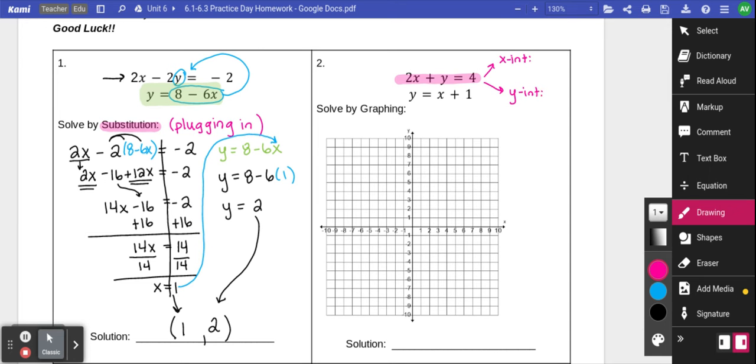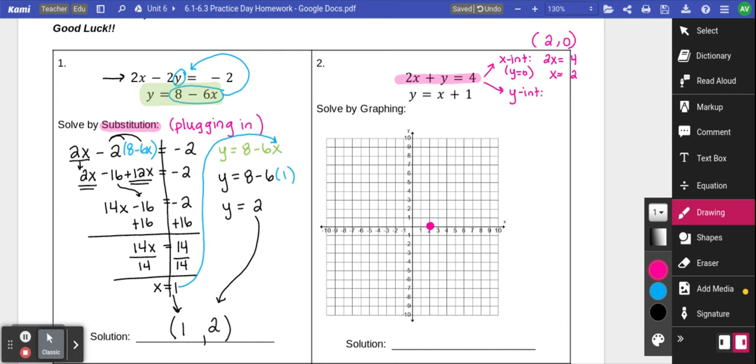When I want to find the x-intercept, I'm just going to make the y value in the equation 0. So if I replace the y with a 0, I just have 2x equals 4. If I divide on both sides, I get x equals 2. And so the point that I'm going to graph is (2, 0). And I'm going to go ahead and put that on my graph right here.